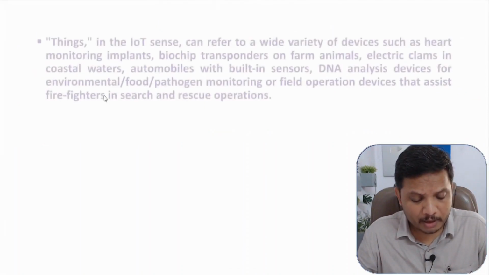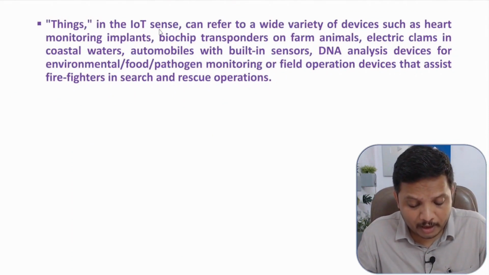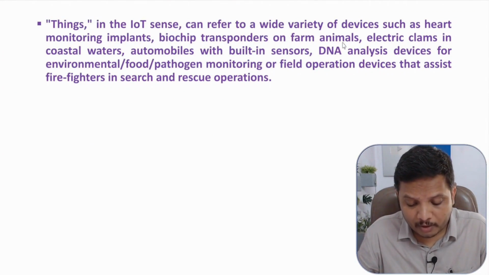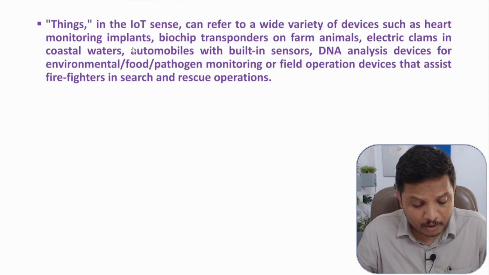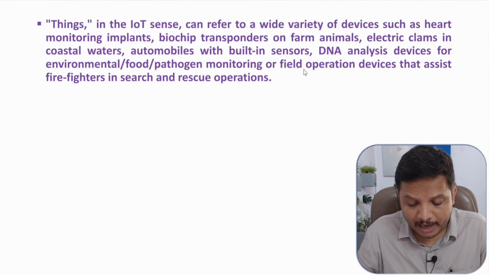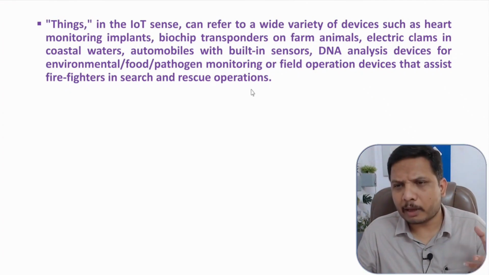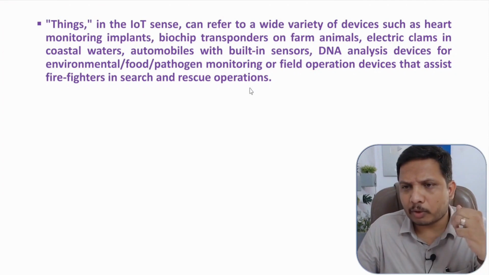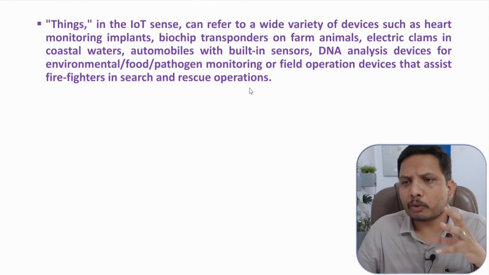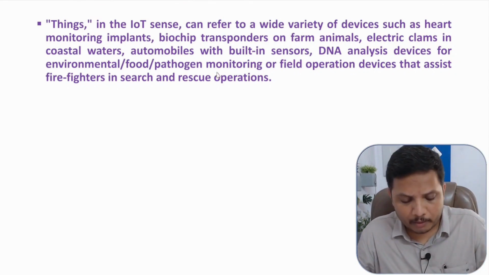There are some other definitions as well, such as how you view things in the context of IoT. This can refer to various types of devices, such as heart monitors, implantable fields, biochips on animals, transponders, electric cars in coastal waters, automobiles with built-in sensors, DNA analysis devices for environmental, food, and pathogen monitoring, or field operation devices that are available for firefighters in search and rescue operations. So this is the variety of applications that are listed, from which you can understand how important IoT is in the current world. For the right reason, you can monitor many things from anywhere.